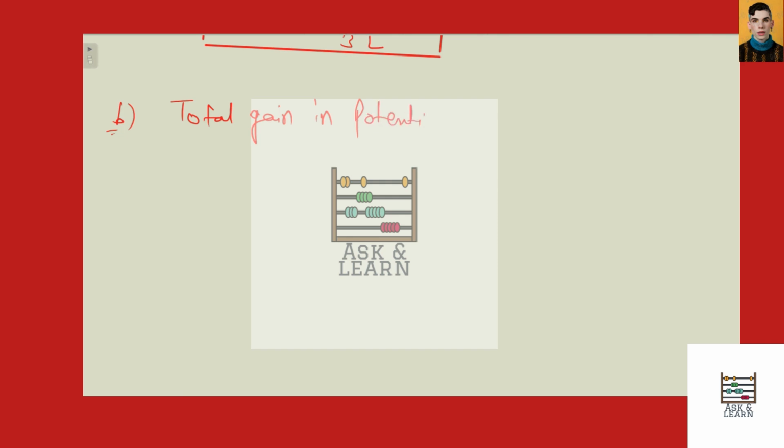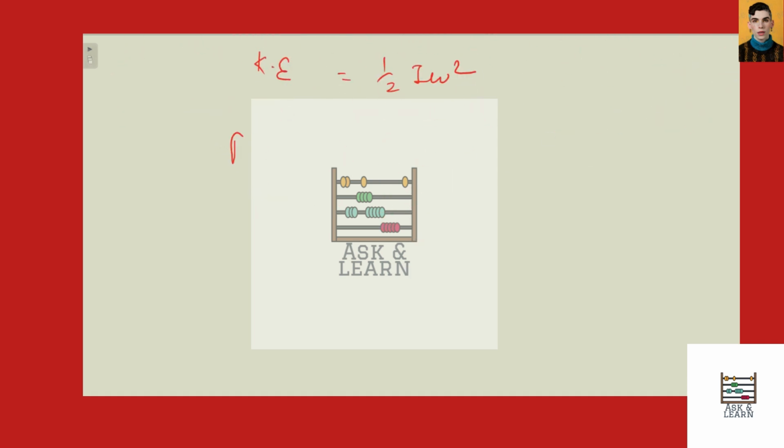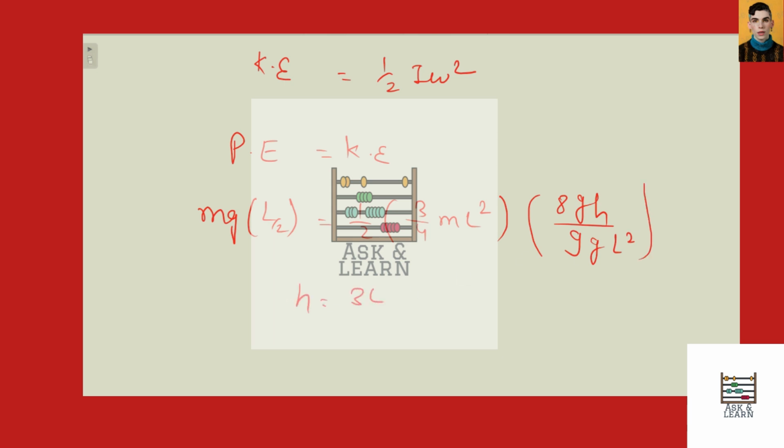given by 2mg into L by 2 minus mg into L by 2, and the kinetic energy is given by half I omega square. So by the conservation of energy, we can say that potential energy is equal to kinetic energy. So this is mg L by 2 is equal to half times 3 by 4 ml square times omega square, which is 8gh upon 9 g l square. From here we get the value of h, that is 3l by 2.